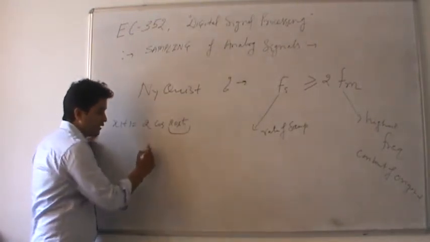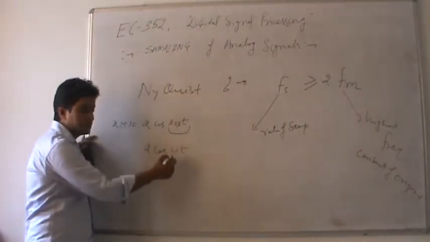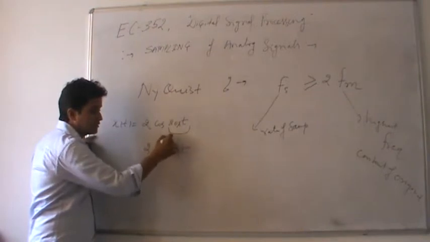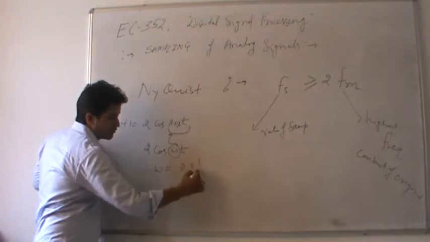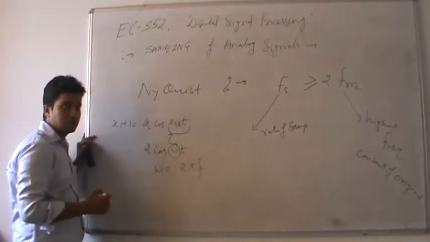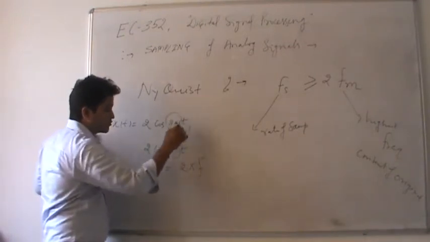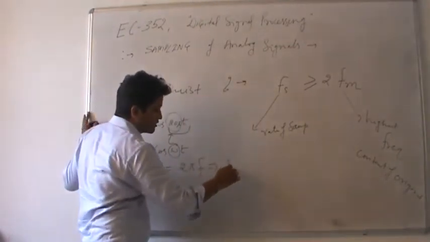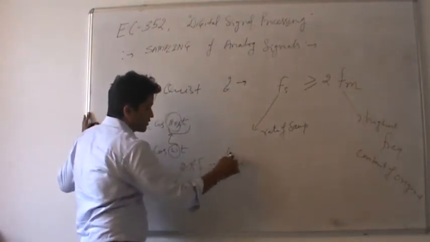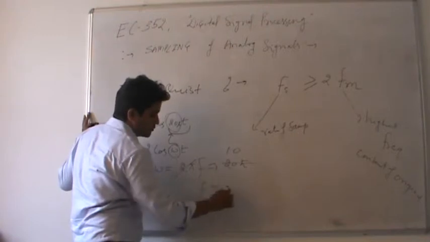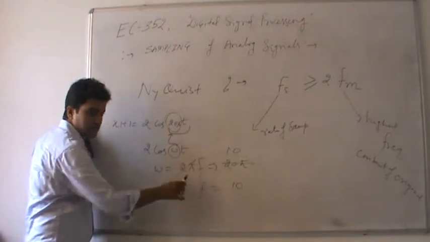So I will compare this signal with the standard form, that is 2 cos omega t. Omega is the part here. We know that omega is nothing but a frequency representation only. Omega is equal to 2 pi f, and here the given value is 20 pi. So you can compare these things. It is equal to 20 pi. If you cancel these things, it is 10. F is equal to 10. So the frequency content of this signal is 10.